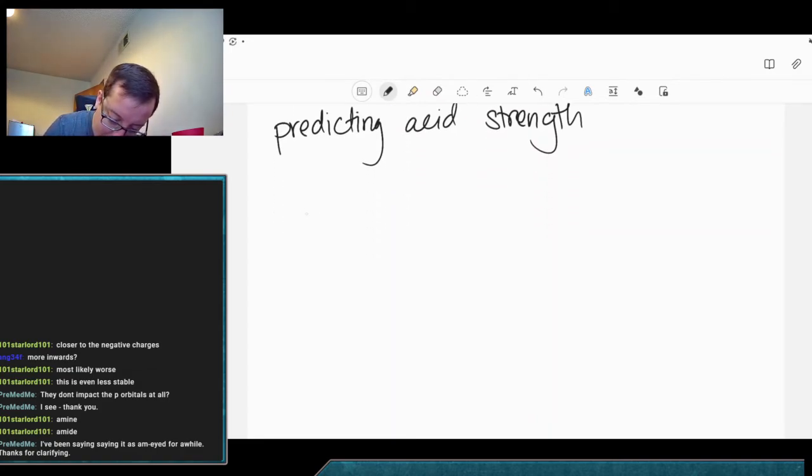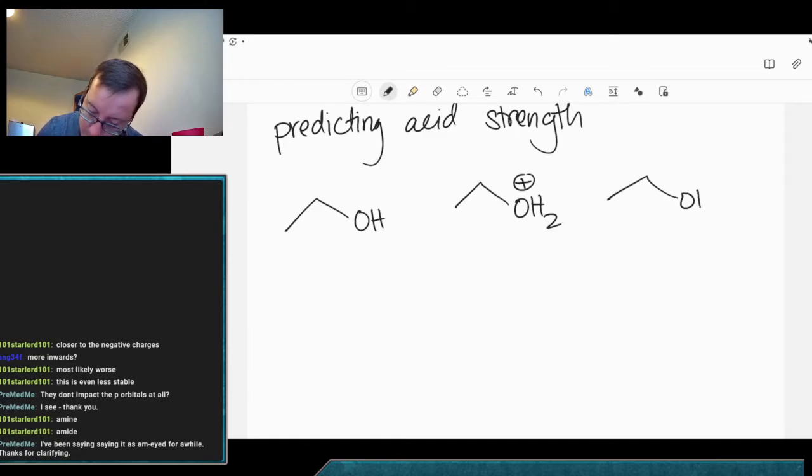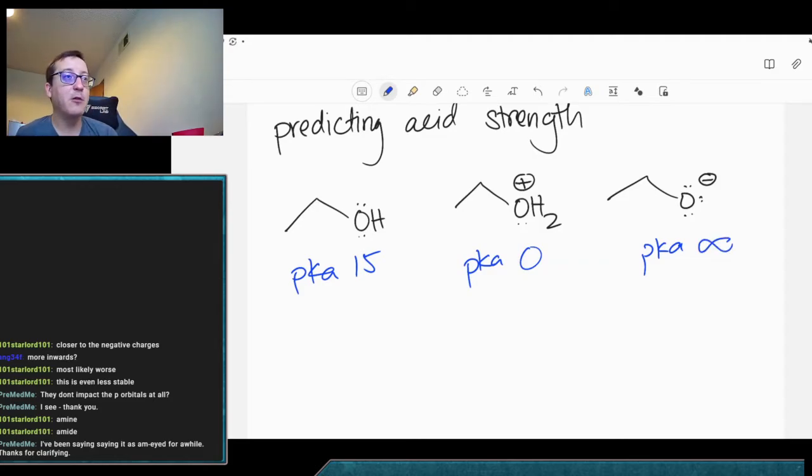So if I have, for example, ethanol, protonated ethanol, and then ethoxide, we're going to see, if we just kind of look above, if we're just comparing these, why do we think the middle one is so much more acidic than the left one?